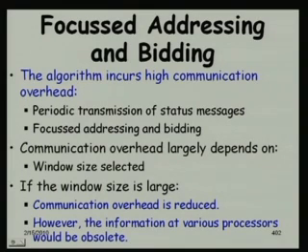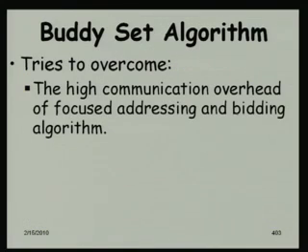The window size would depend on several parameters. One is the task characteristics themselves, like how many tasks arrive per unit time. It will also depend on the communication time, the message transfer time. It will also depend on how many nodes there are, because if there are too many nodes, then too much message communication will occur due to broadcast. So, the focused addressing and bidding algorithm has a problem of communication overhead.